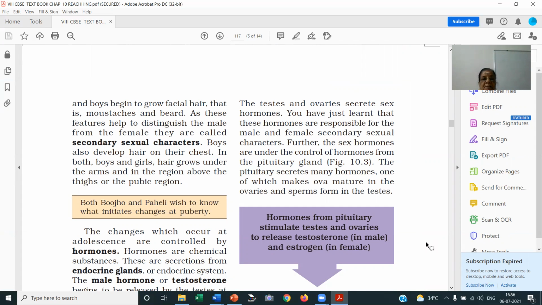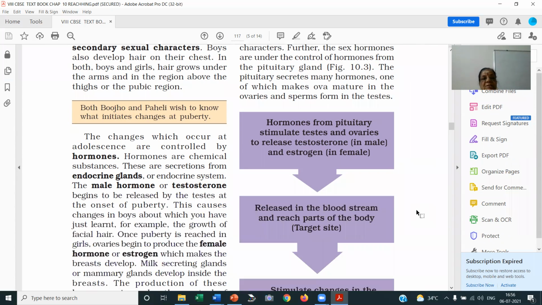Right? And then the changes which occur at adolescence are controlled by hormones. Hormones, detailed video session. And the sex hormone, male hormone is testosterone, female one the estrogen. What are hormones? Hormones are the chemical substances that are secreted by the endocrine gland, and they are straight away poured into the bloodstream, where it is taken to the target organ or target site.